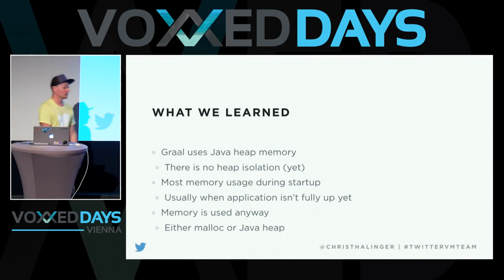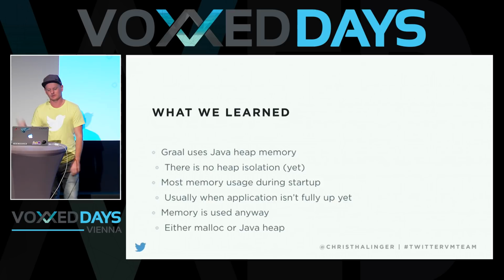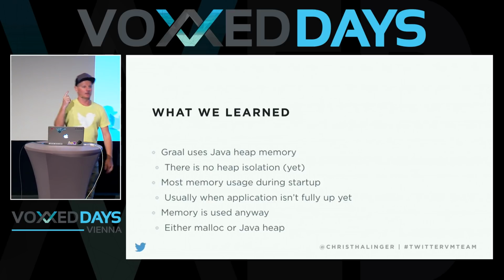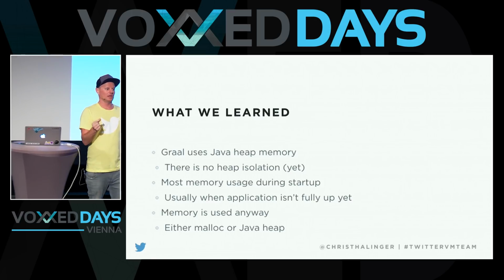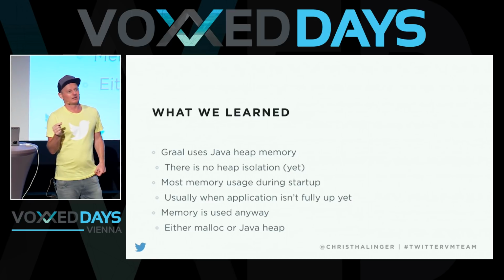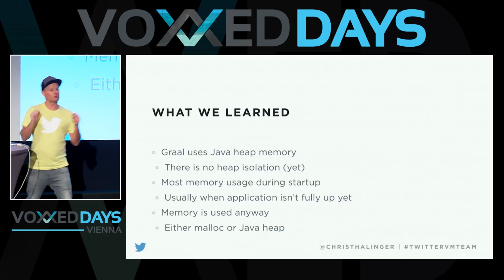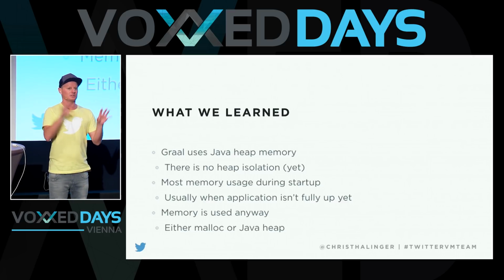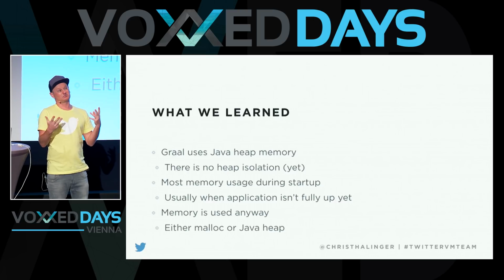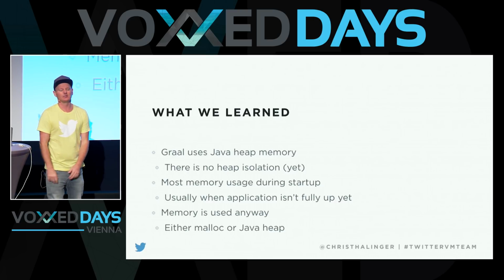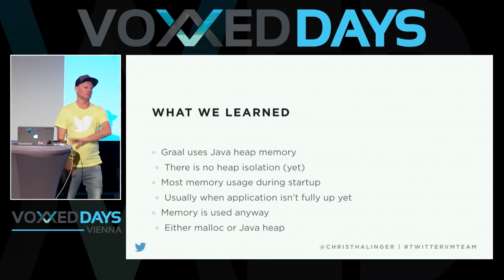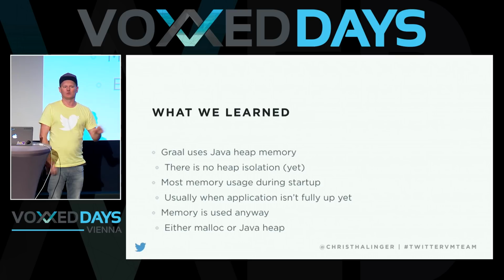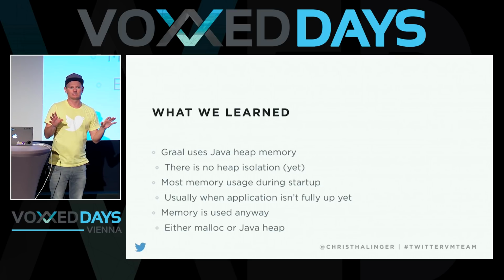So what have we learned? Number one, Graal uses Java heap memory. That's the number one thing you have to take away. If you want to use it and you think you would run out of memory, then you have to do something about it. At Twitter, we have run our most important services for about 8 months now, 100% in production, on Graal. And we never had an issue with an out-of-memory situation.